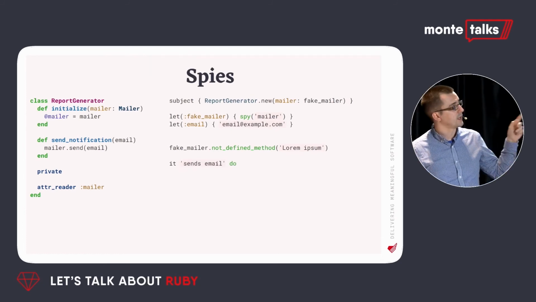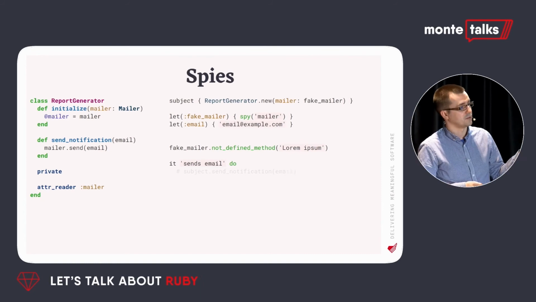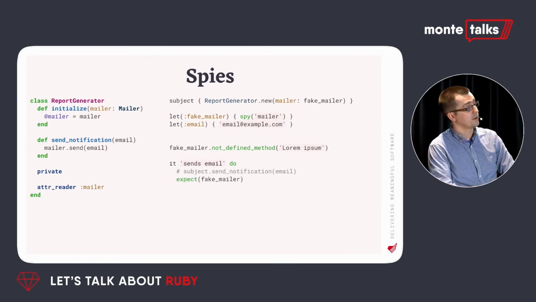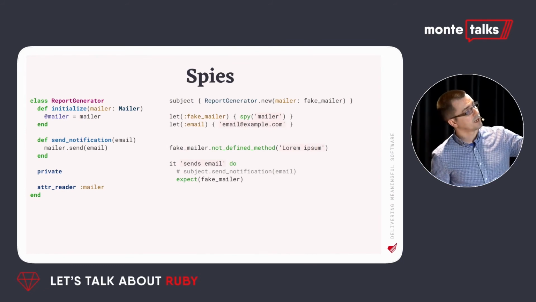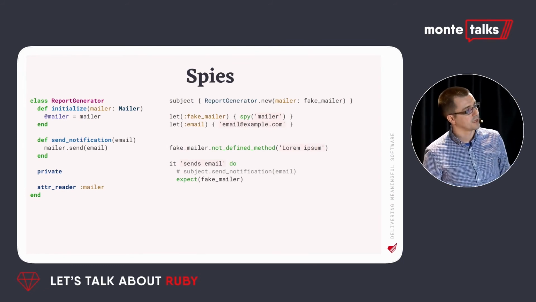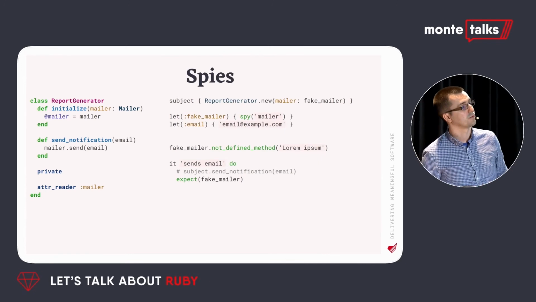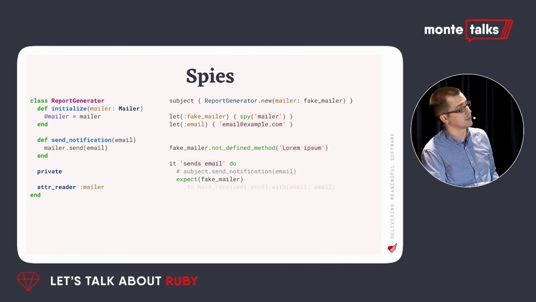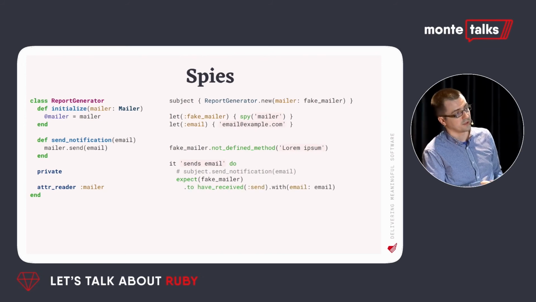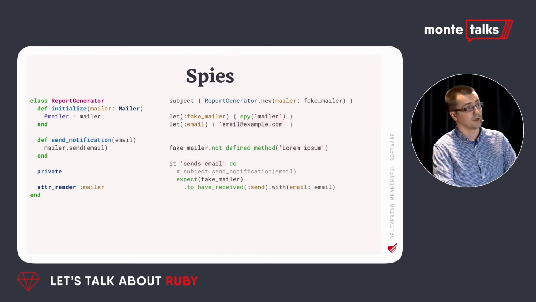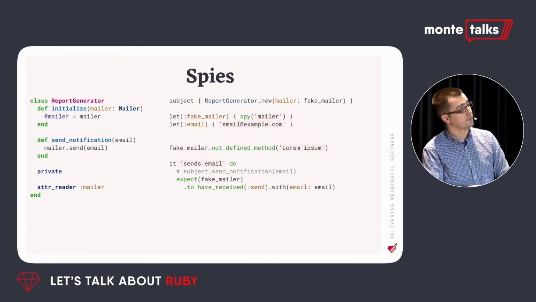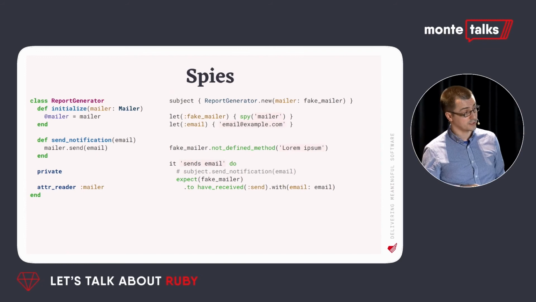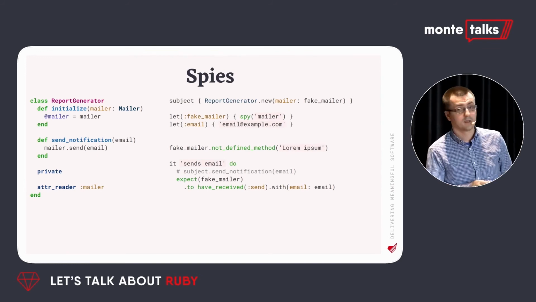In our case, we would like to check if the email will be sent, right? We can do it in that way. Just imagine for a moment there's this line with subject.send_notification with the email argument uncommented, and we have such an expectation: expect fake mailer to have received send with email. If we uncomment the line which contains the subject, the test will pass.